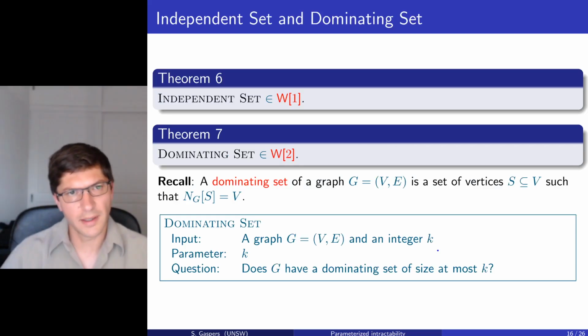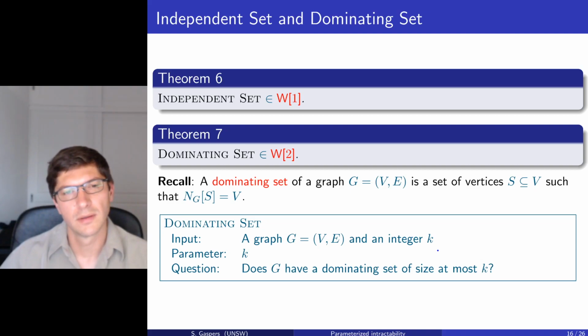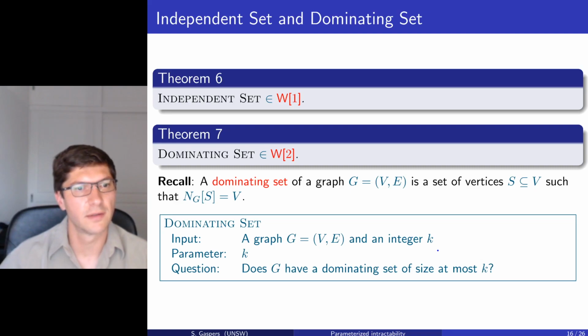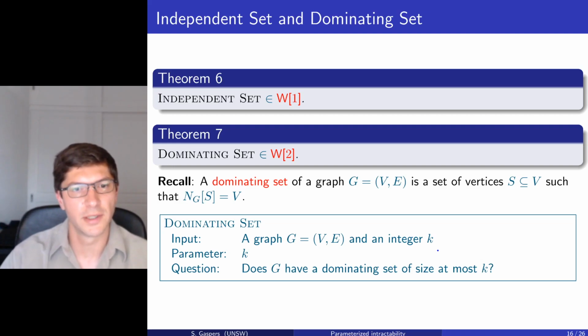Okay, so I claim now that independent set is in W1 and that dominating set is in W2. Let's see what dominating set means. A dominating set of a graph G is a set of vertices such that every vertex of the graph is either in this set or it's a neighbor of a vertex in this set. For the dominating set problem, the input is a graph G and an integer k. k is our parameter, and the question is whether G has a dominating set of size at most k.